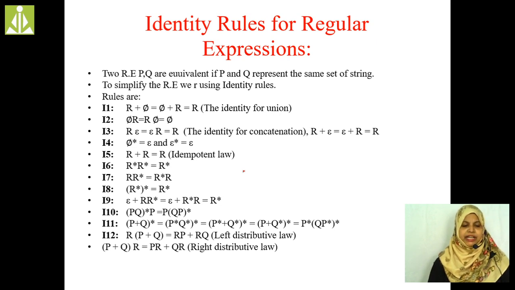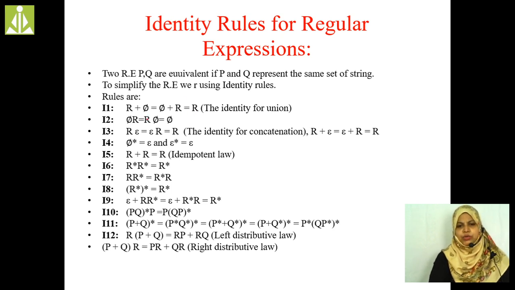First, two regular expressions P, Q, small p or small q or capital P or capital Q are two regular expressions. Then P, Q represent the same set of strings. If P and Q represent the same set of strings, those two regular expressions must satisfy the properties of the regular set, right? Next, to simplify the regular expression, we are using the identity rules. Rule 1: R plus phi equals phi plus R equals R.